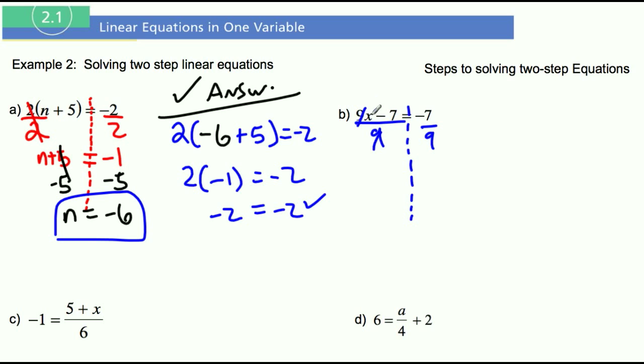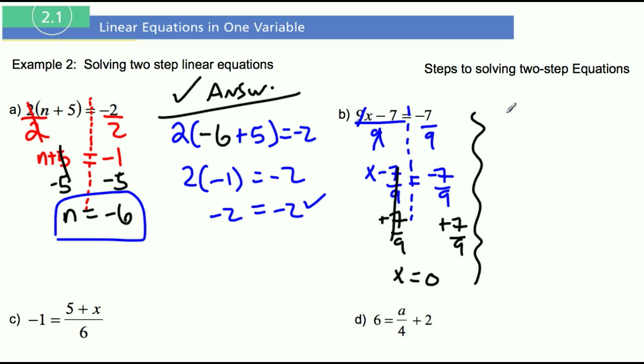Well, 9 divided by 9 cancels out. But wait a minute, you have -7 over 9 equals -7 over 9. I mean, you could do this, except now we have a lot of fractions. And then you're going to want to add 7/9 to both sides, so those cancel out, and we get x equals 0. You say what? So let's see if we get that same answer by doing it the other way.